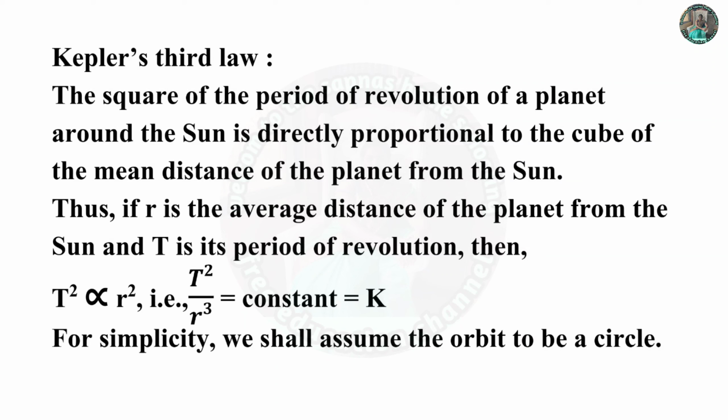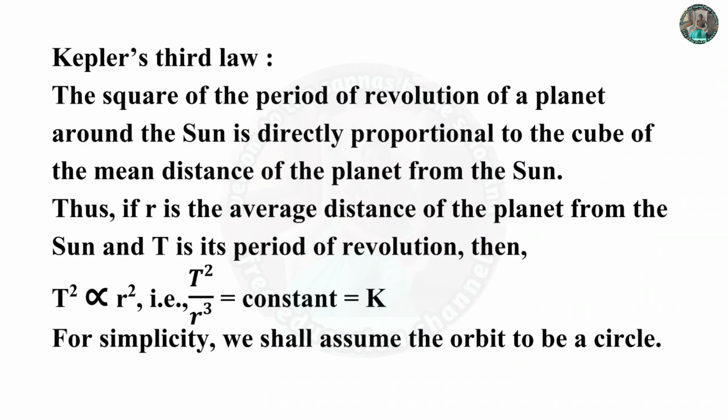Kepler's third law. The square of the period of revolution of a planet around the sun is directly proportional to the cube of the mean distance of the planet from the sun. Thus, if r is average distance of the planet from the sun and T is its period of revolution, then T square ∝ r cube, i.e. T square upon r cube is equal to constant is equal to k.